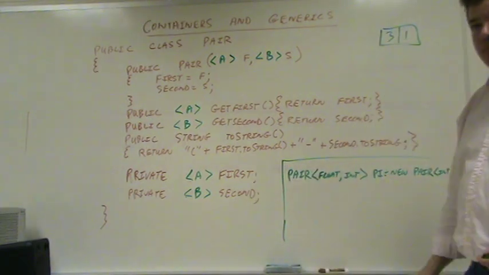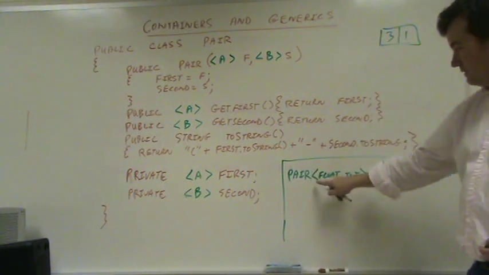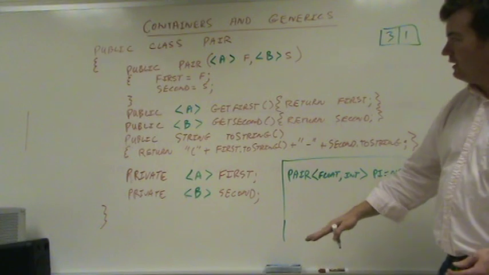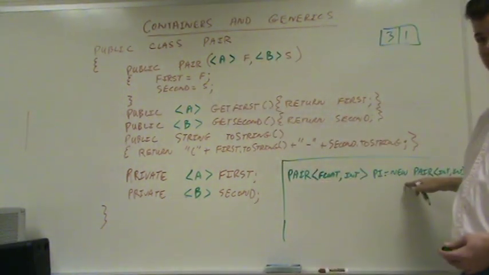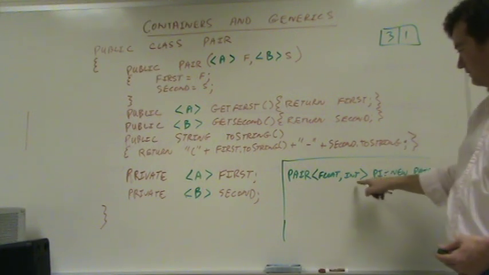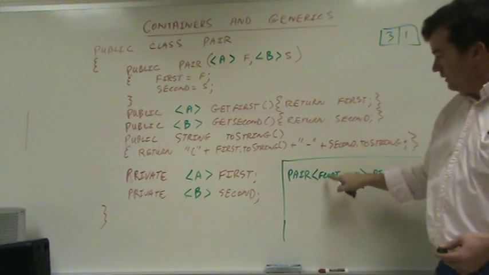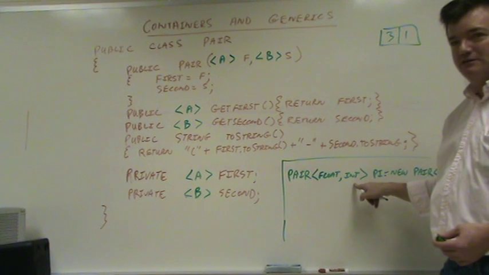Where would you put that line of code? This line? Yeah. This would be later on in your program. So like, when we declare classes and then later on we start using them? Right. So we're now creating an object of type pair with a float on the left side and an integer on the right side.